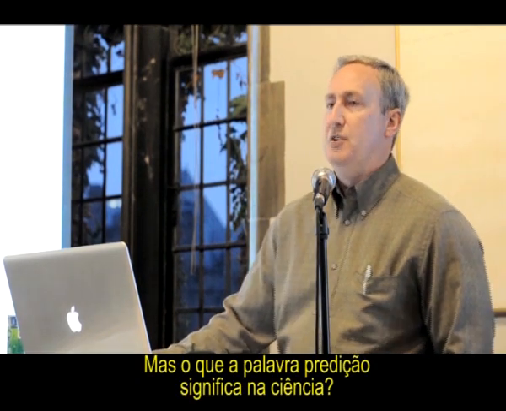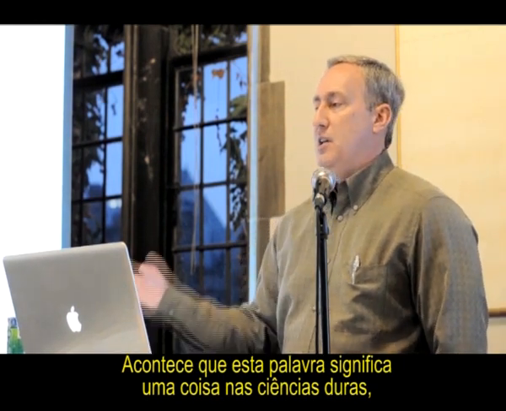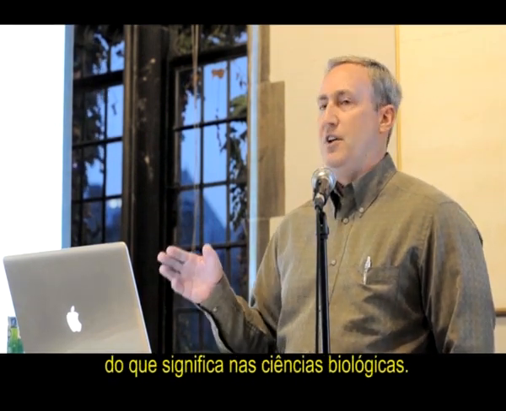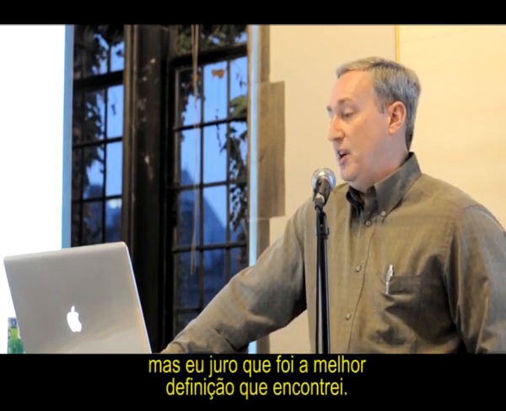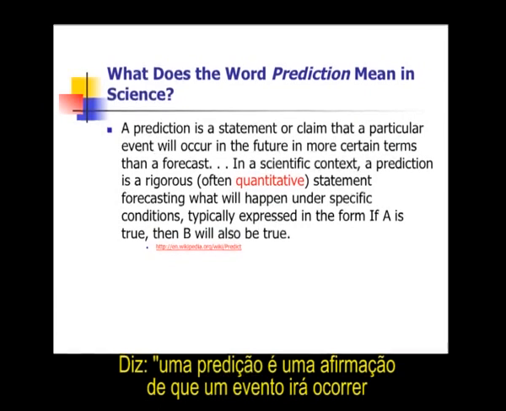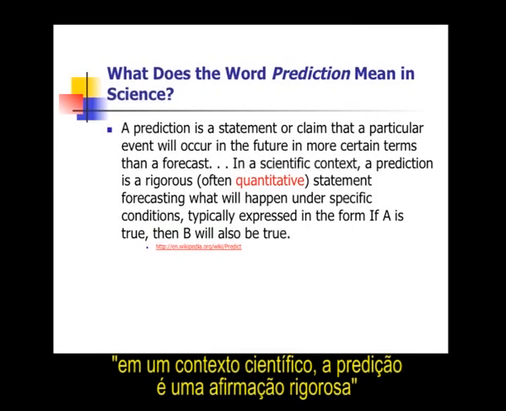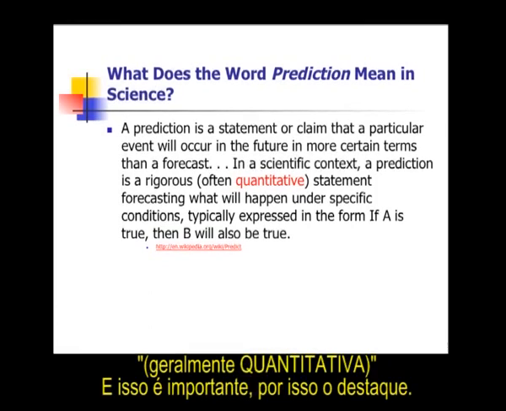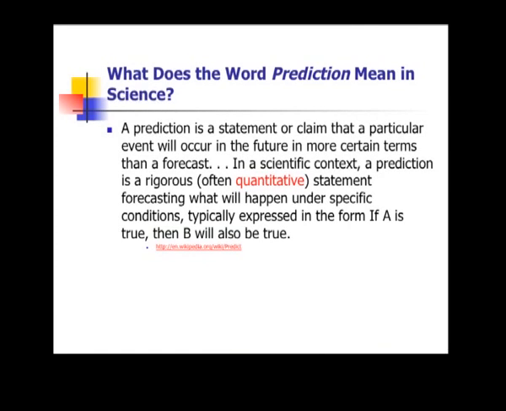So what does the word prediction mean in science? Well, as it turns out, it means a little bit different thing in the hard sciences of physics and chemistry than it does in the biological sciences. But here's a reasonable definition. It's actually from Wikipedia, but I swear it's the best definition I found. It says, a prediction is a statement or claim that a particular event will occur in the future, and note in the future, in more certain terms than a forecast. In a scientific context, a prediction is a rigorous, often quantitative, and again, that's important, that's why it's in red, quantitative statement forecasting what will happen under specific conditions, okay?